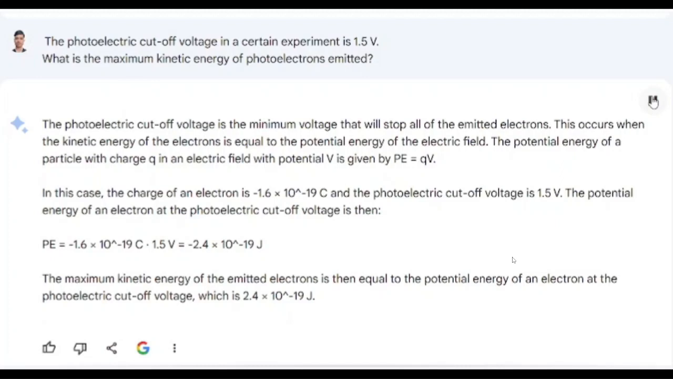and the photoelectric cutoff voltage is 1.5 volts. The potential energy of an electron at the photoelectric cutoff voltage is then P equals minus 1.6 times 10 to the minus 19 C times 1.5 volts equals minus 2.4 times 10 to the minus 19 J. The maximum kinetic energy of the emitted electrons is then equal to the potential energy of an electron at the photoelectric cutoff voltage, which is 2.4 times 10 to the minus 19 J.